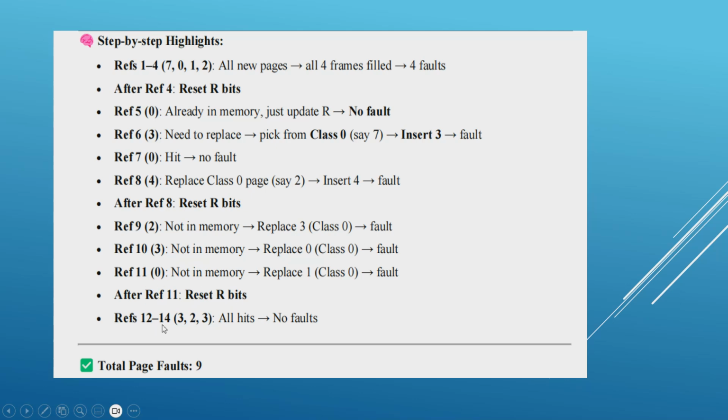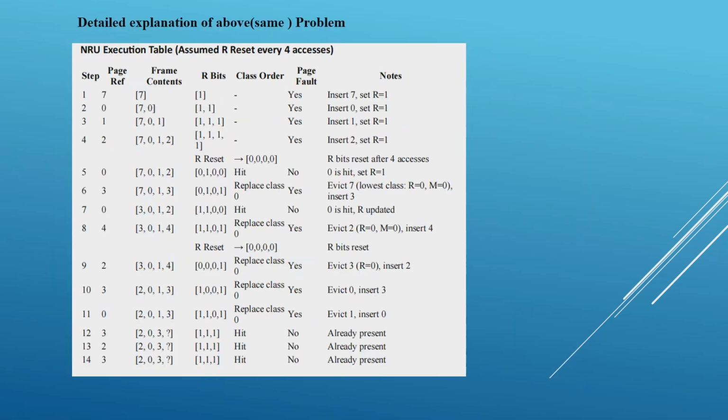After reference 11, reset R bits. Now references 12 to 14, that is 3, 2, 3, all are hits, which means no faults. So the total page faults are 9. Here is the more detailed explanation about the problem.